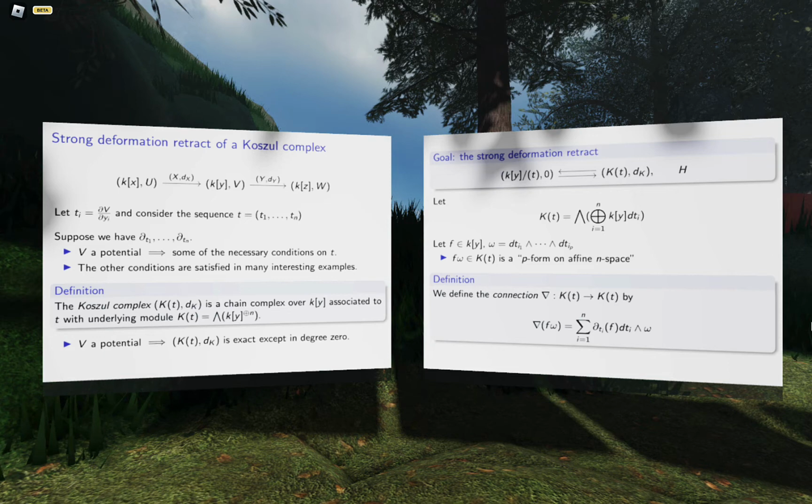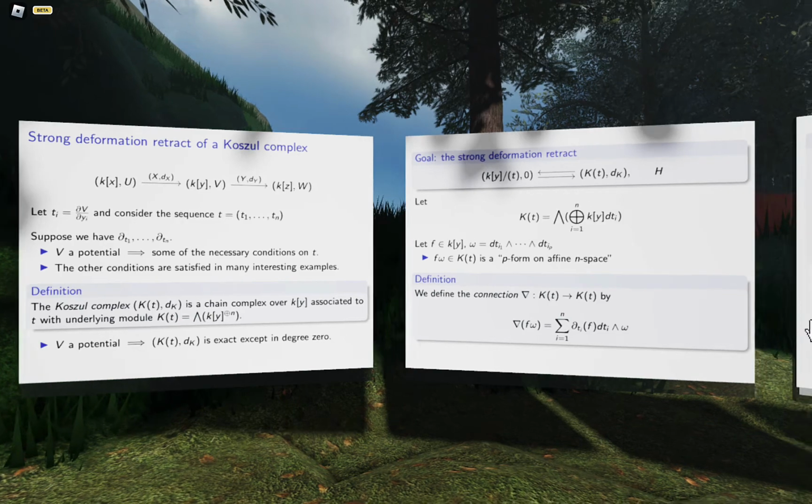We're now going to consider the causal complex of T. So the causal complex is a chain complex over KY, which is associated to the sequence T. And its underlying module is the exterior algebra on a free module of KY. I won't write down its differential, but what it consists of basically is multiplication by the elements of T and messing about with some wedge products. One important fact about potentials is that if V is a potential, then this causal complex we're interested in is exact except in degree 0.